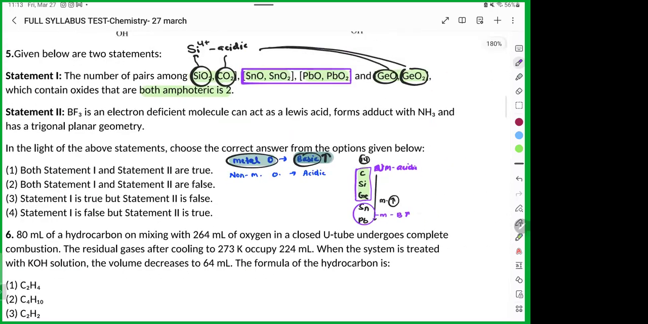Makes sense? If you understood this, carbon, silicon, germanium are the upper members. Upper members have more non-metallic character, but Sn and Pb have metallic character. Any doubt? So the first statement is correct. Any doubt, guys? Next, BF3 is an electron deficient molecule, can act as a Lewis acid, form an adduct with ammonia, and have trigonal planar geometry. Definitely correct. I'll explain this.